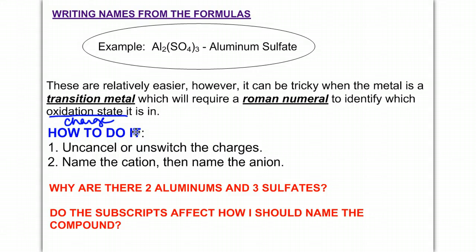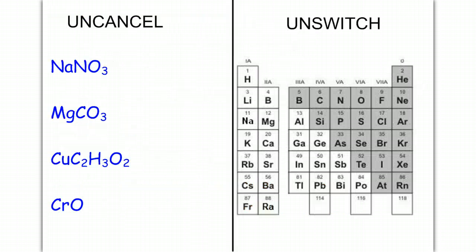All right, how are we going to do this? We've got two steps to learn. First, how to uncancel or unswitch the charges, and then how to name the cation and name the anion. And we'll answer questions like, why are there 2 aluminums and 3 sulfates? And do the subscripts have an effect on our name? So first we need to understand how to uncancel and unswitch.